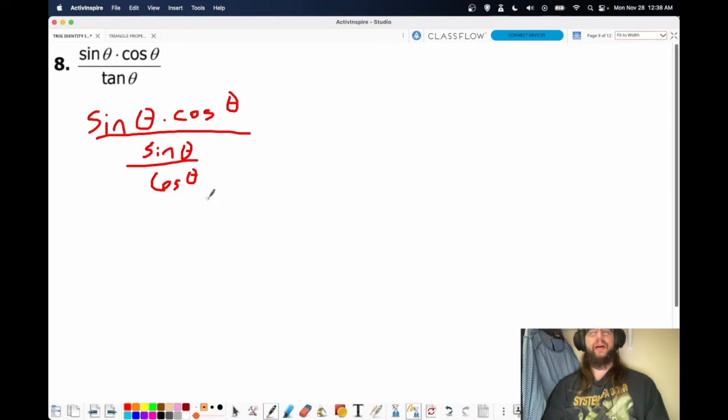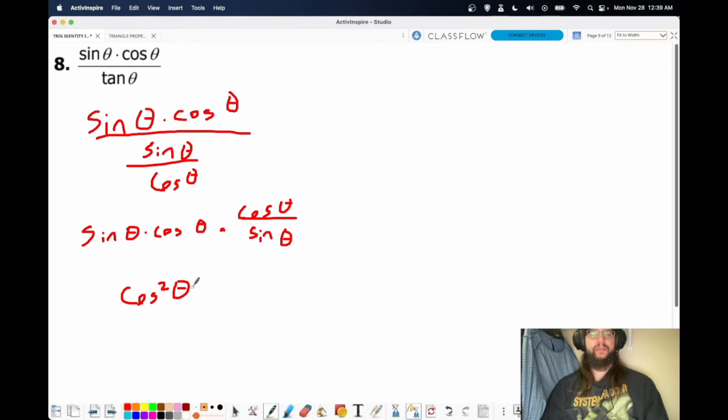How do you divide by a fraction? You flip it and multiply. So instead of dividing by this, I'm going to multiply by its reciprocal. So the top part, not changing. Bottom part, we're going to reciprocate it and multiply. And hey, would you look at that? The cosine times cosine is cosine squared. Sines canceled. We're left with cosine squared theta. That's it.